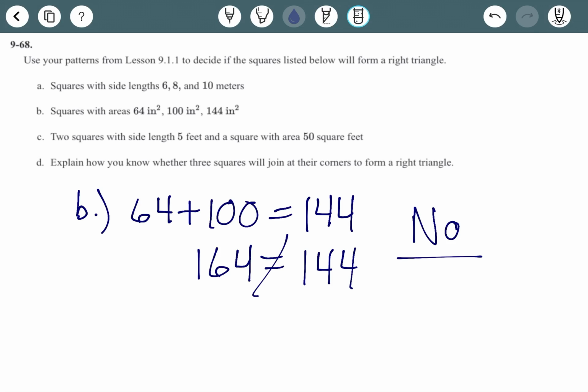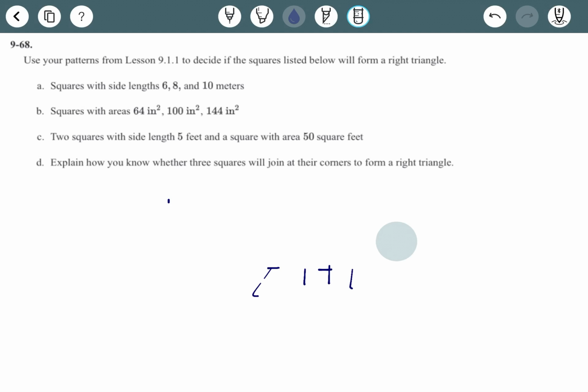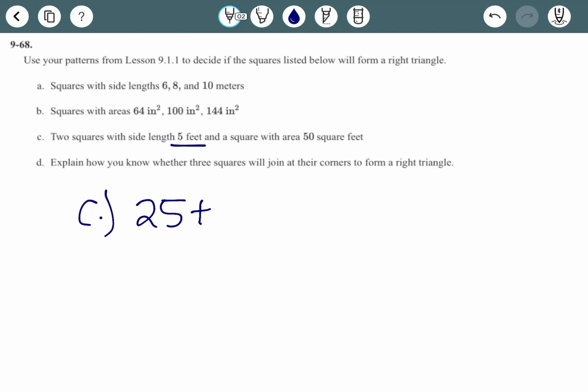All right, part C, two squares with side length 5 feet and a square with an area of 50 square feet. So we do need to find the areas of those two squares with side lengths 5 feet. So 5 times 5 is 25. That's for my first square. And it's going to be 25 for my second square as well, because both of those squares had side lengths of 5 feet. Now, they give us the area for the third one, which is 50 square feet.